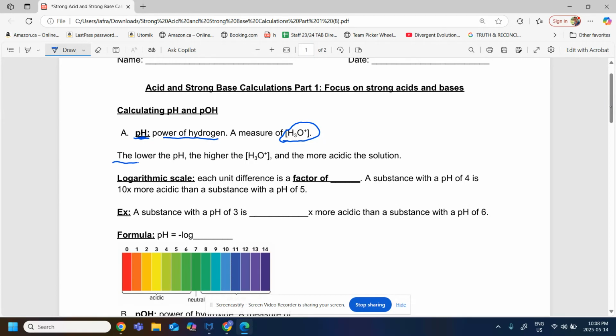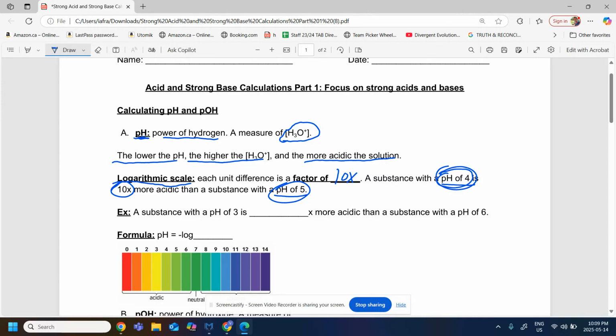As a reminder, the lower the pH, the higher the H3O+ in that solution. So that means that the more acidic that solution is. Now the pH scale is a logarithmic scale, a log scale, which means each unit difference is a factor of 10 times. Not 10 plus, but 10 times. So if you have a pH of 4 and a pH of 5, the pH of 4 is more acidic. It's actually 10 times more acidic. That difference in one unit represents 10 times.